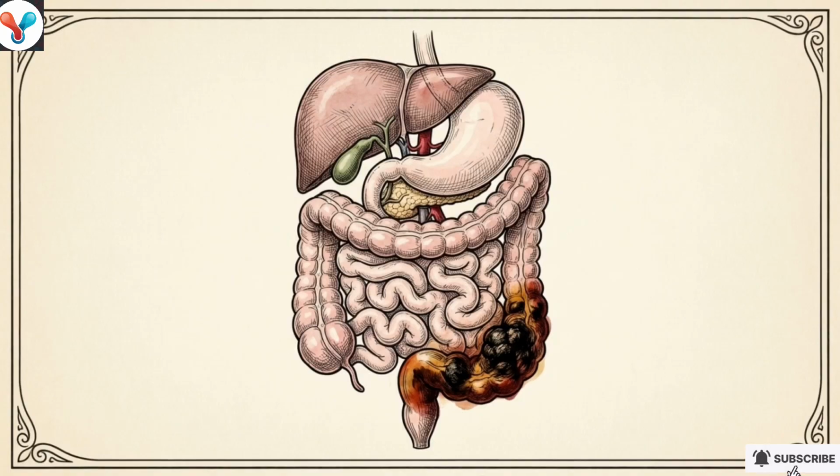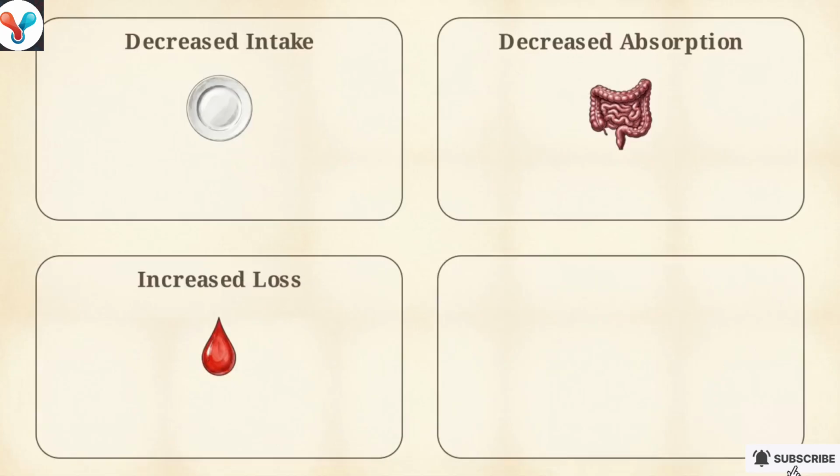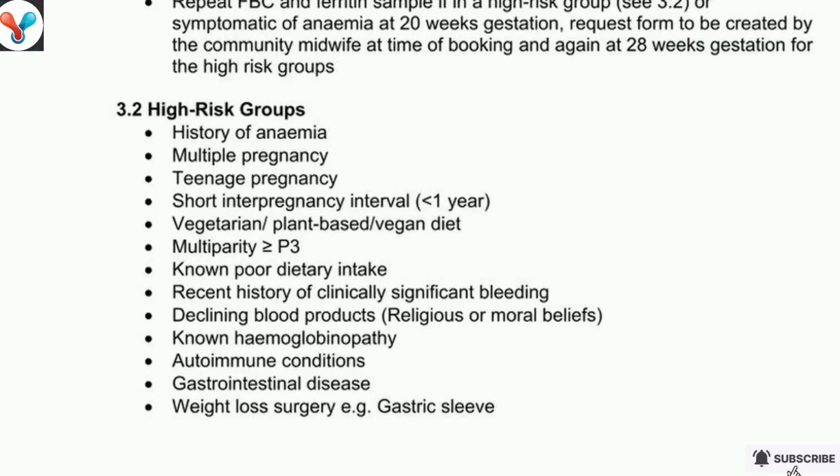In this demographic, iron deficiency is associated with occult gastrointestinal malignancy, including colorectal cancer. This association mandates bidirectional endoscopy, both upper and lower, to evaluate the gastrointestinal tract for sources of chronic bleeding. Finally, increased demand identifies patients whose iron requirements have exceeded normal intake, common during rapid growth and pregnancy. Maternal health guidelines utilize specific risk factors to identify patients who require more frequent screening to meet these physiological demands.